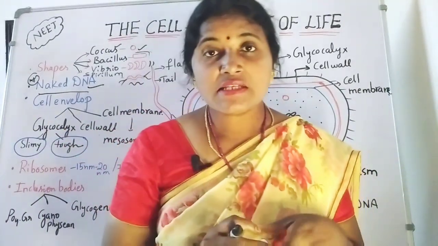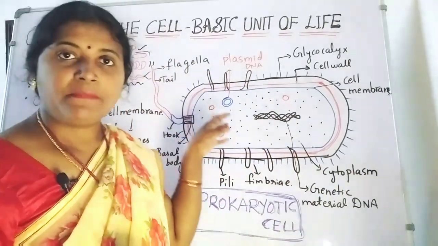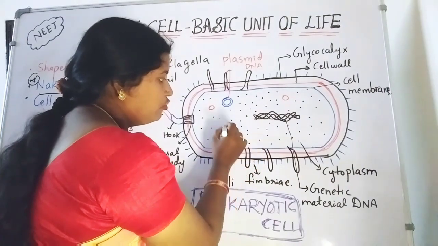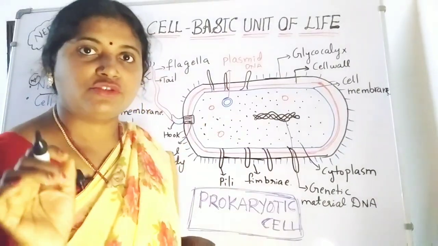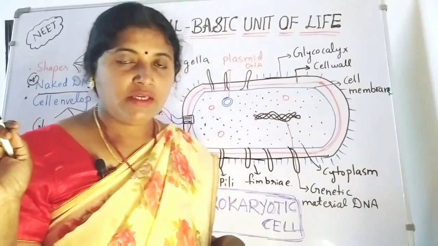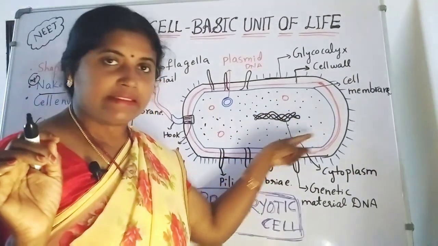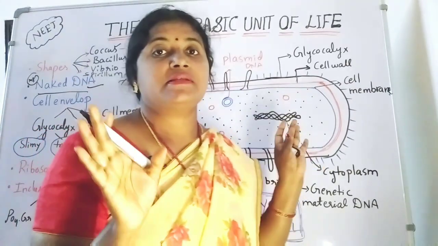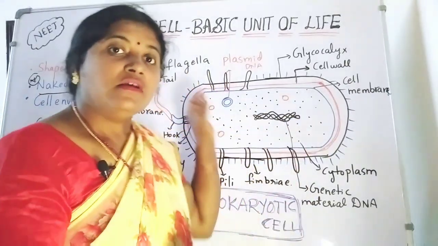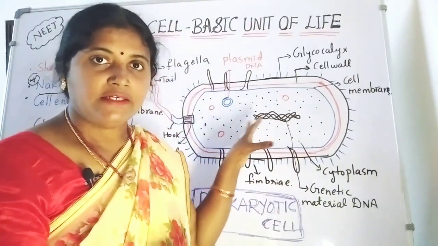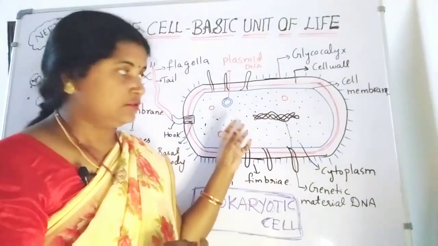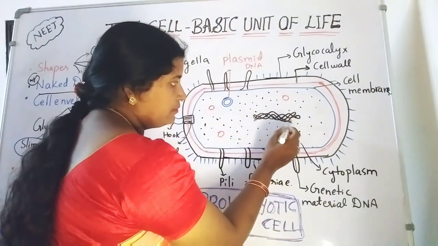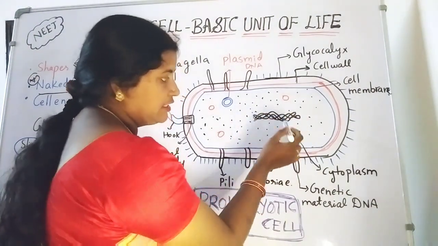Now see here, the fluid portion, the fluid matrix present inside the cell, is known as cytoplasm. Then what does the cytoplasm contain? What structures are present in this fluid matrix? See here, it contains the genetic material. This entire portion is the genetic material.